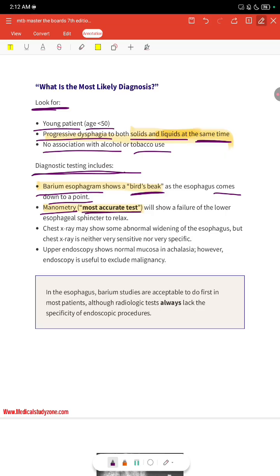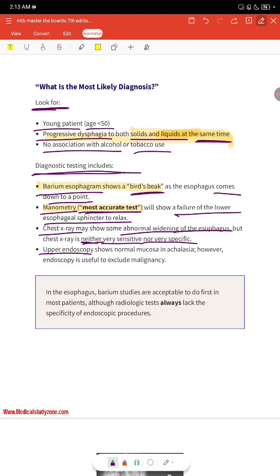Manometry is the most accurate test. It will show a failure of the lower esophageal sphincter to relax. There are these other options as well, that is chest x-ray and upper endoscopy. Chest x-ray may show some abnormal widening of the esophagus, but the thing is that chest x-ray is neither very sensitive nor very specific.